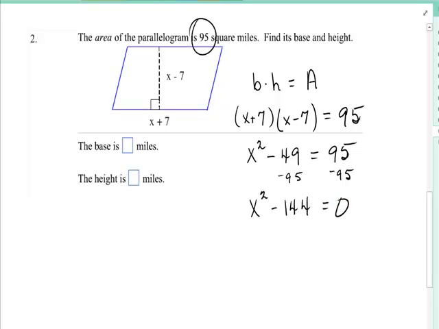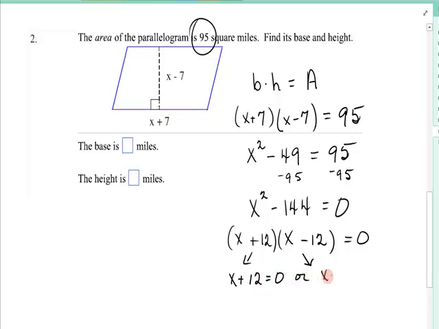Quadratic equation equal to 0. Can I factor that? It doesn't have a GCF. It's a binomial. Is it the difference of squares? Yes, it is. One plus, one minus. Square root of x squared is x. Square root of 144 is 12. The zero factor property says that either x plus 12 is 0 or x minus 12 is equal to 0.